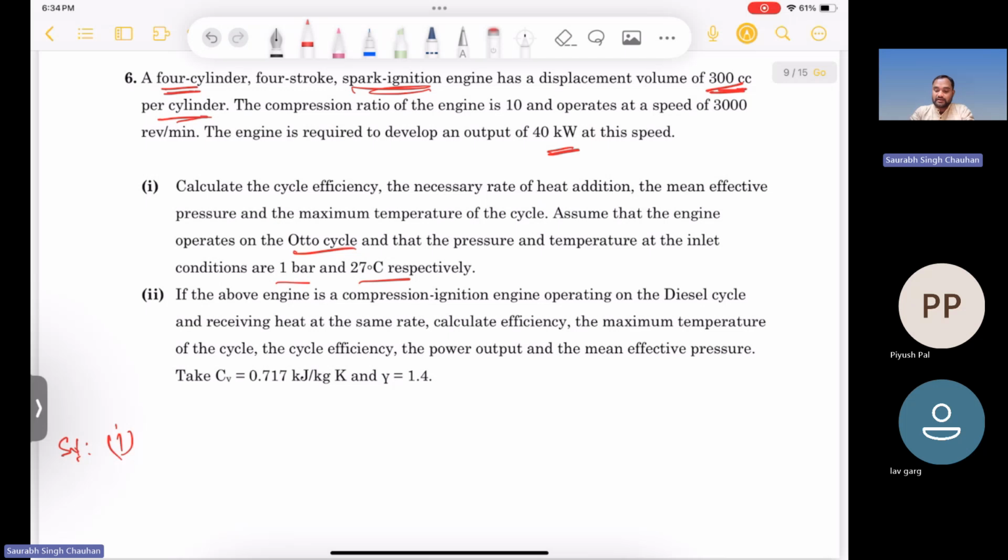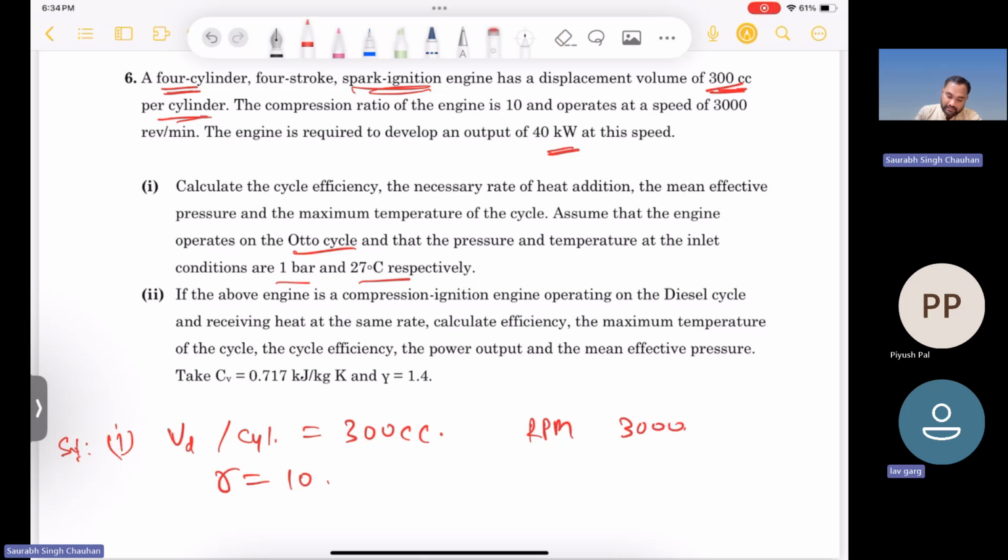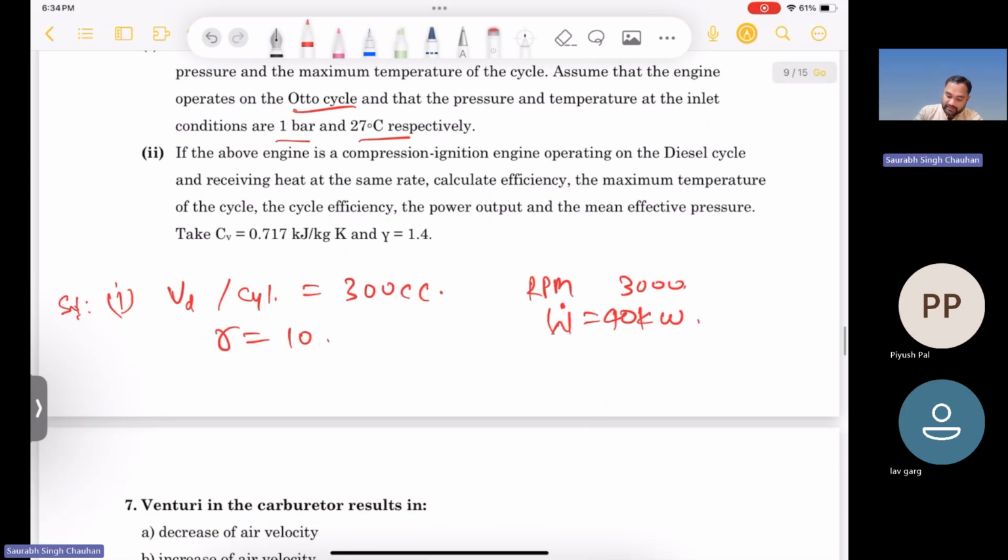Displacement volume per cylinder is given as 300 cc. Compression ratio is also given, it is 10, right? And rpm is 3000 rpm, and power output is 40 kilowatt.